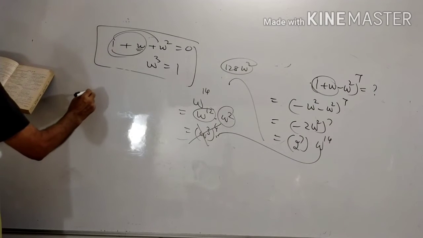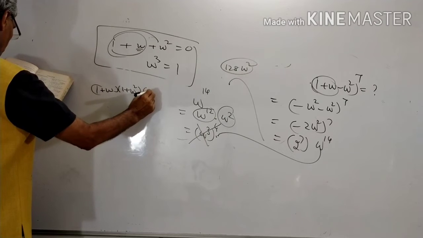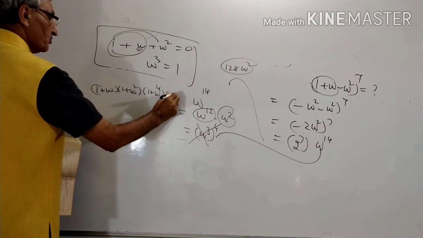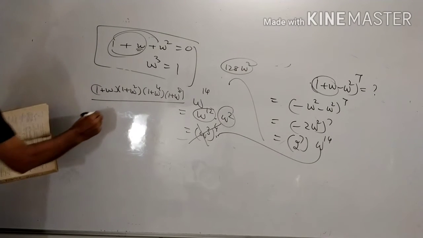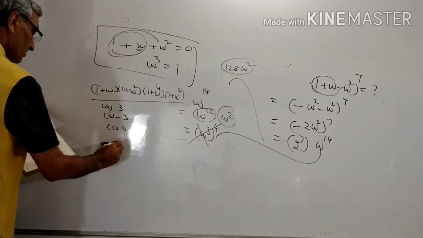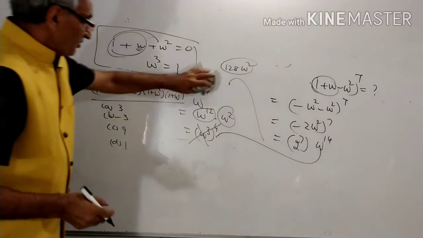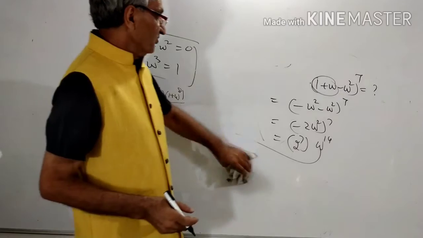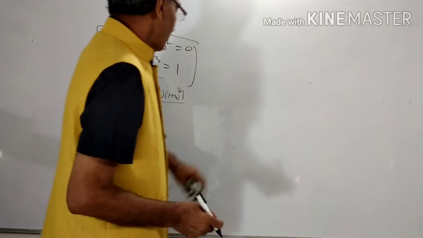My next question is, suppose (1 plus omega) into (1 plus omega square) into (1 plus omega 4) into (1 plus omega raised to the power 8), what is the answer? The choices are minus 3, 9, or 1. What is the answer here? Involving the question based on the cube root of unity, we are doing the questions which are commonly asked in the examination. Well, friend, here we go.